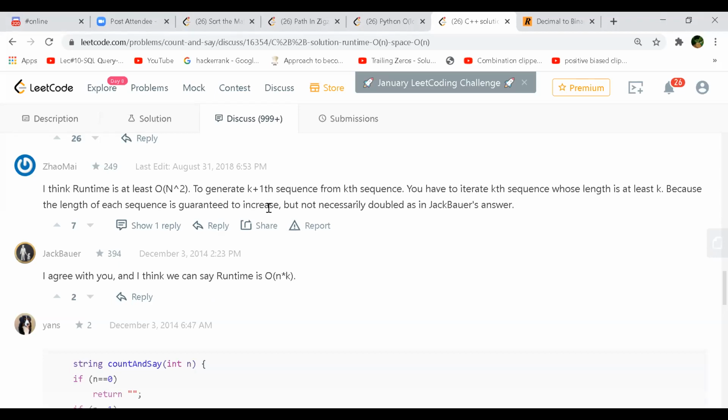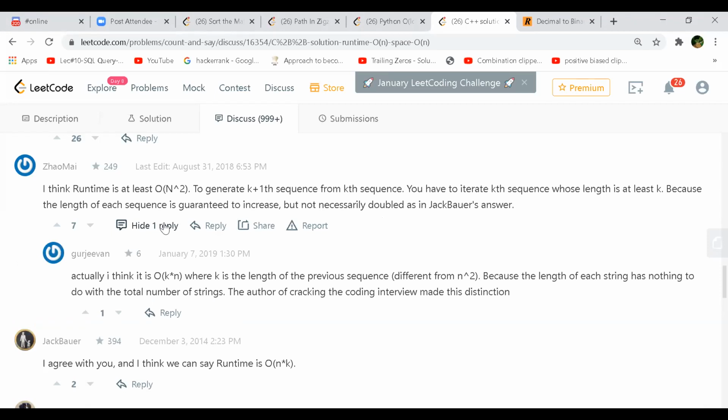Length of each sequence is guaranteed to increase. Yeah, that's true. Yeah, maybe we can have a discussion with the interviewer in this case, so we can always show the way we are thinking, and both of us together agree on something. Maybe O of n, the way he is saying here, or maybe n square. So we have our own justifications. Yeah. That should be reasonable.